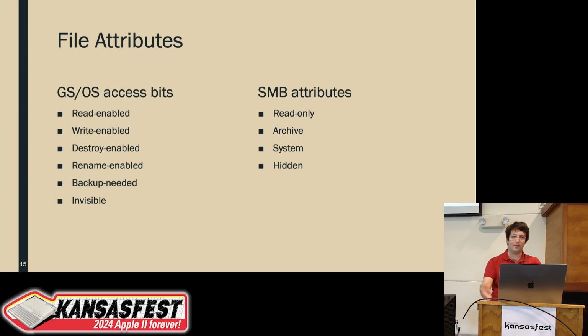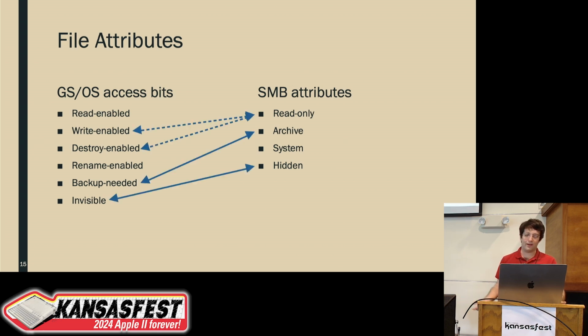So that's the mapping for file names. We also have file attributes. GSOS has these access bits, things like read enable, write enable, destroy enable, which means delete, rename enable, backup needed, and invisible. And SMB has a slightly different set of attributes: read-only, archive, system, hidden, which are actually the Microsoft file system attributes, again, dating back to MS-DOS.